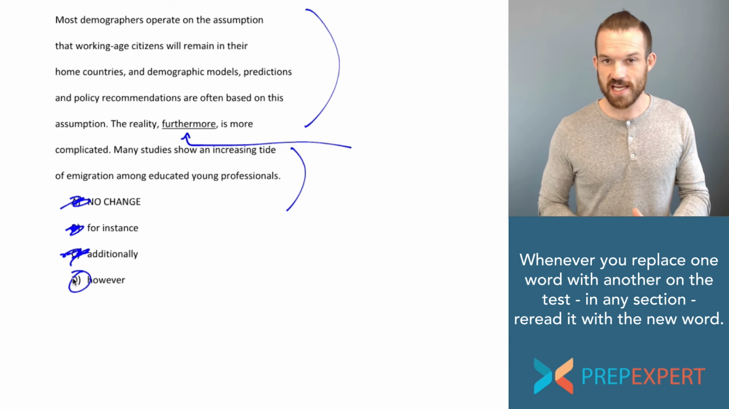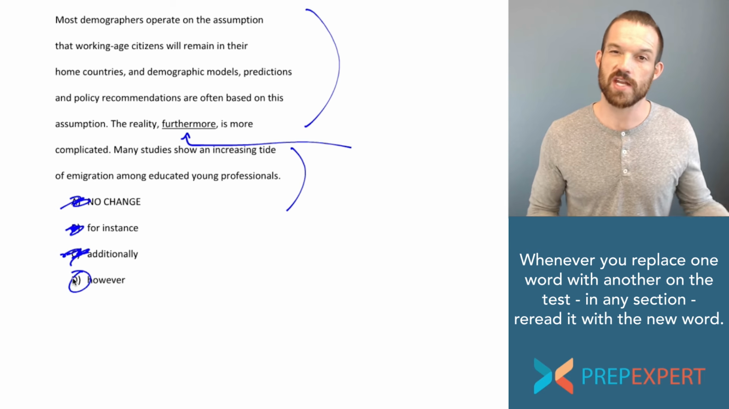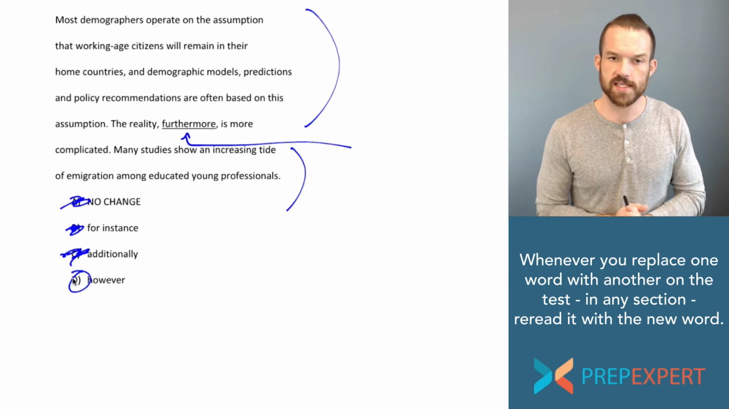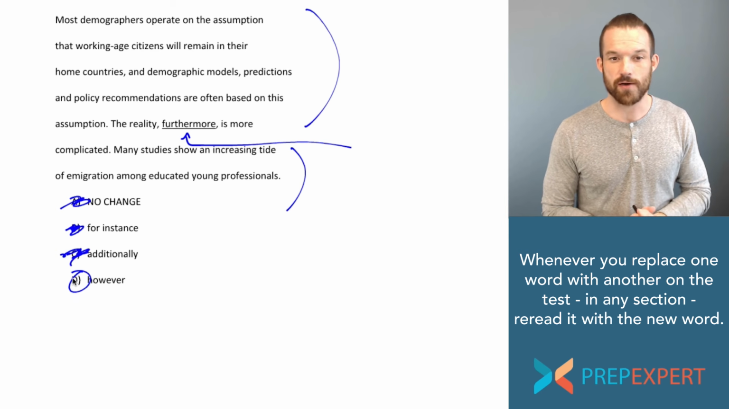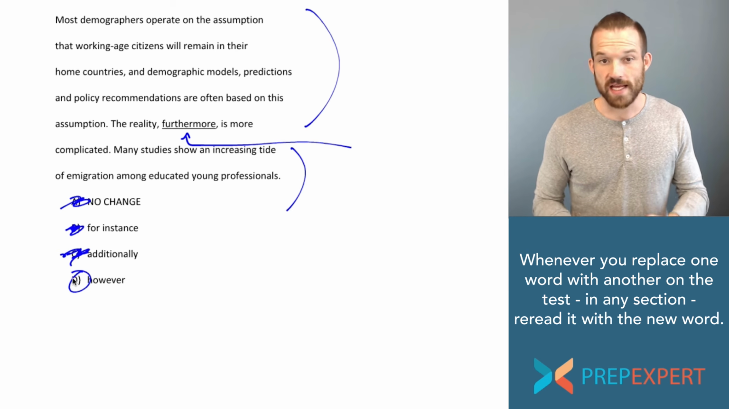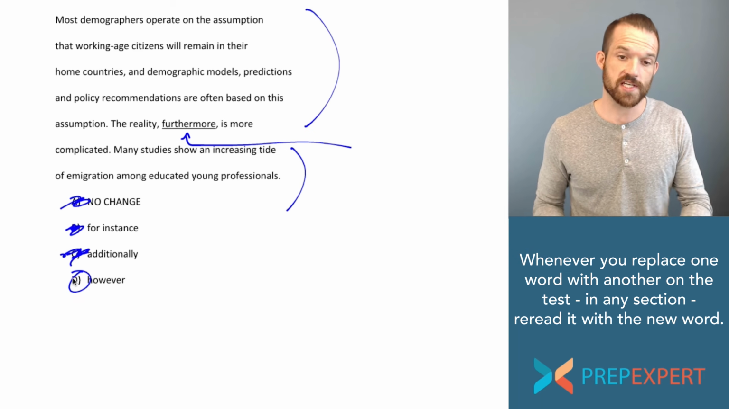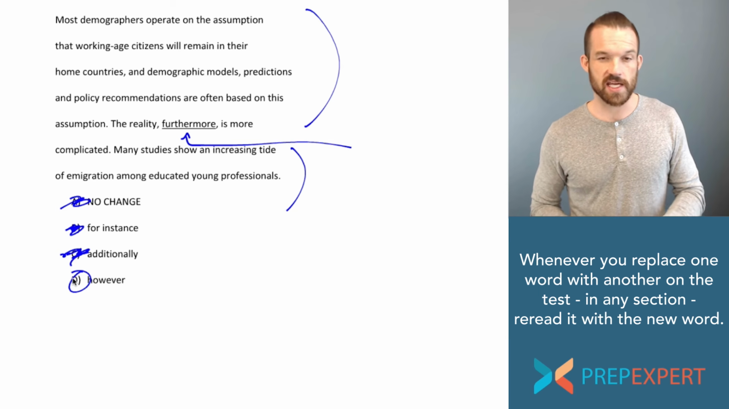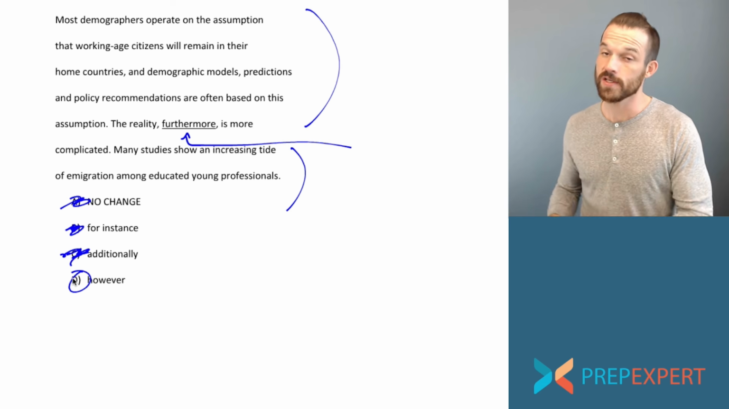The last step I should take on a question like this is reread it with the word that I chose plugged in to make sure that it sounds good and makes sense with that choice. So let's see. Most demographers operate on the assumption that working age citizens will remain in their home countries. And demographic models, predictions, and policy recommendations are often based on this assumption. The reality, however, is more complicated. Many studies show an increasing tide of emigration among educated young professionals. I think however here is perfect. Again, we have the assumption that people won't leave, and the reality, however, that they do. So D is our answer.